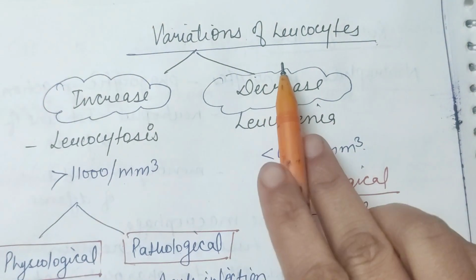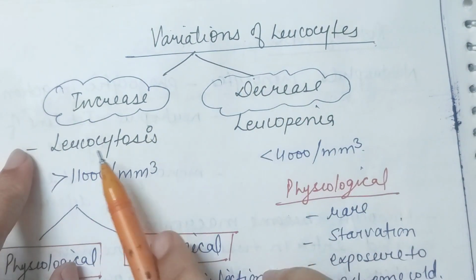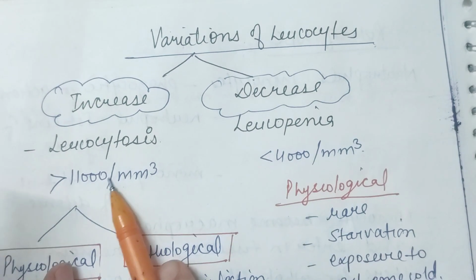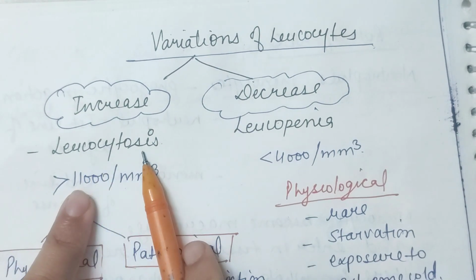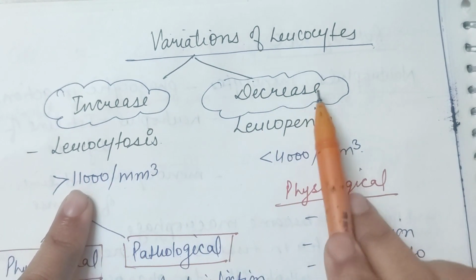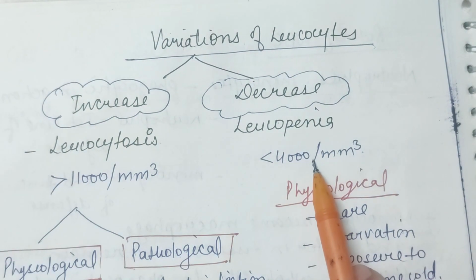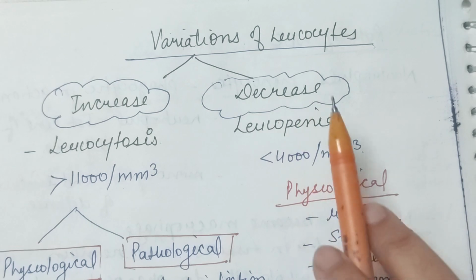So, when leukocytes increase, the term is leukocytosis. Normal range is 4000 to 11,000, so more than 11,000 is leukocytosis, right? A decrease in leukocyte count is leukopenia. Okay, you can be asked these terms. Less than 4000 per mm cube is leukopenia.